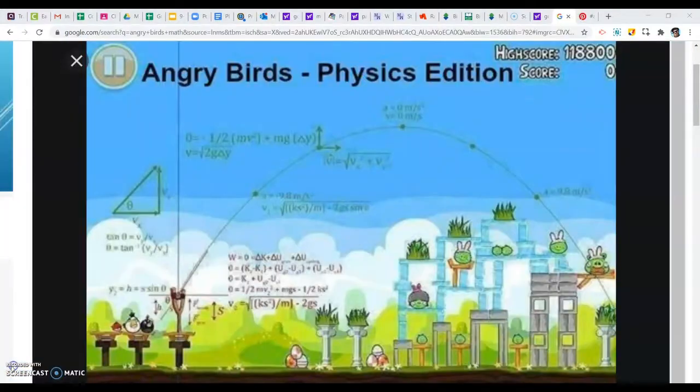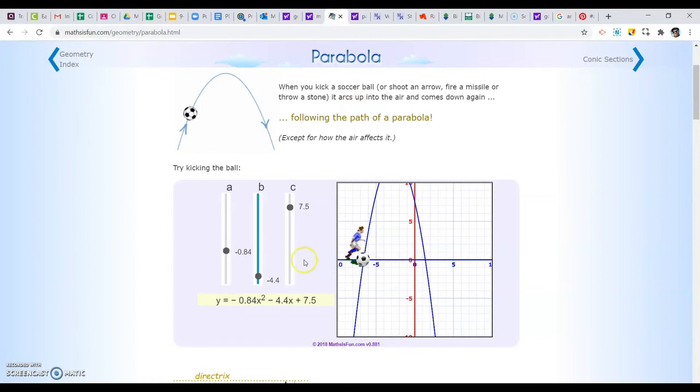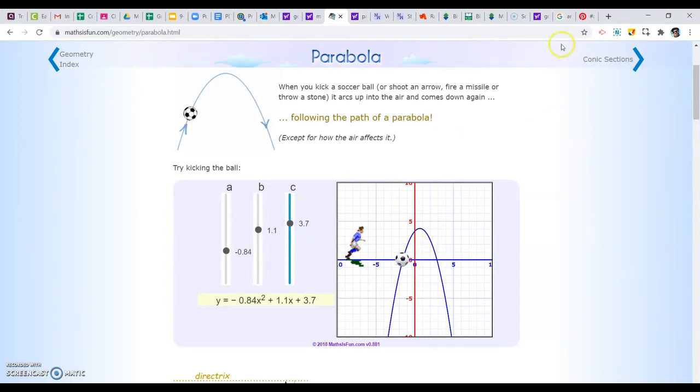This is exactly what was going on behind the game Angry Birds. That was Angry Birds Physics Edition. The main thing with Angry Birds was it was a parabola. So essentially, it was one equation, and it was just like this. Very much like this, but instead of having sliders like this, you dragged your finger to control the angle and the amount of pullback of the slingshot.